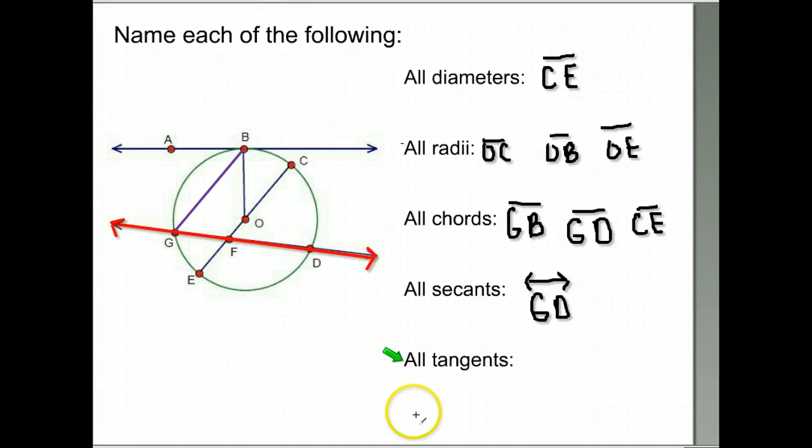The last thing they want is all tangents. Well, a tangent is a line that just brushes along the edge of a circle as it passes by. So that would be this line here. It does intersect the circle just in that one point B. And it would be line AB. Okay, so again with AB, I'm going to make sure I put the line over the top. The other way they may name a line is by giving it a cursive letter out here, like line L. But in this case, they just gave us the points. Okay, so we were able to name all tangents, chords, radius, diameter, secant of that figure.